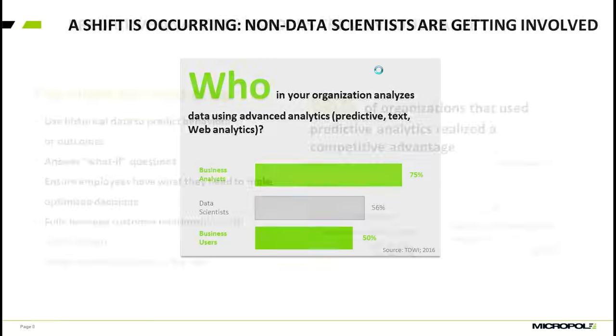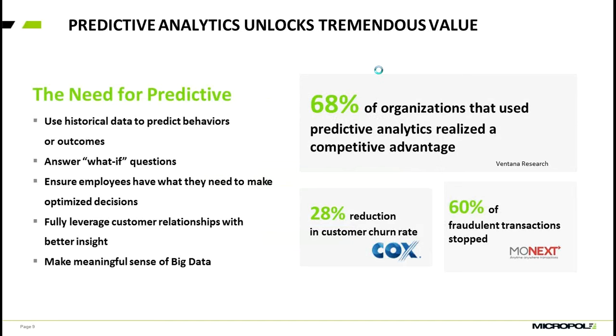Okay. If we look at some use cases, these are well-documented use cases. For example, the customer churn rate for Cox was reduced by 28%, and 60% of fraudulent transactions was stopped for Monex. So these are well documented. I can provide more details upon request regarding those ones. So I now pass on the word to Philippe, who will be taking us through the typical path of doing predictive analytics.